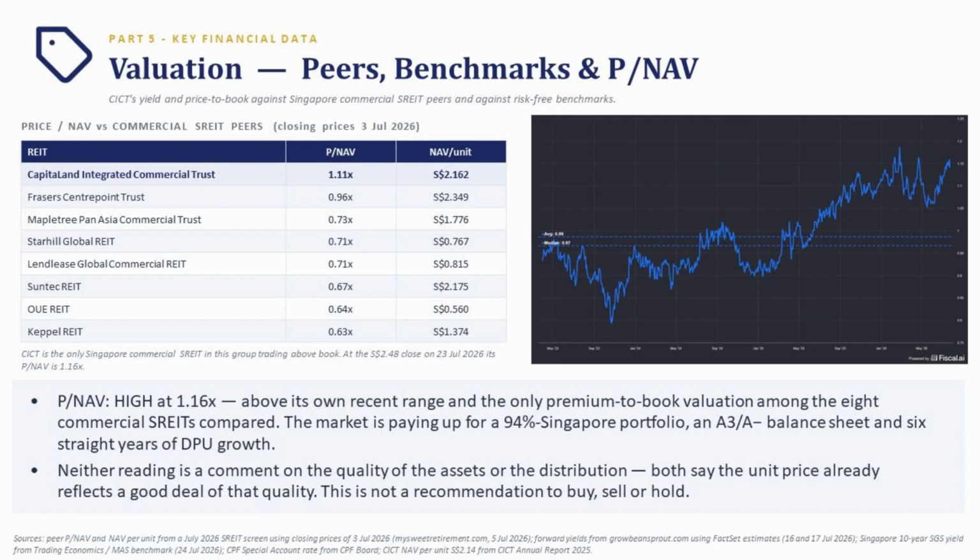the peer comparison. Based on the July 2026 data, CapitaLand Integrated Commercial Trust traded at a 1.1x price-to-net asset value multiple against a net asset value per unit of 2.162 cents. However, this multiple expanded further to a 1.16x price-to-net asset value based on the $2.48 closing unit price recorded on the 23rd of July 2026. And we must benchmark that 1.16x figure against the broader market reality.